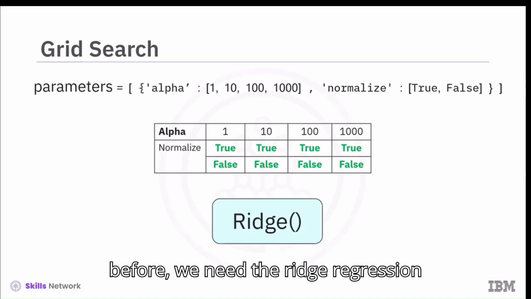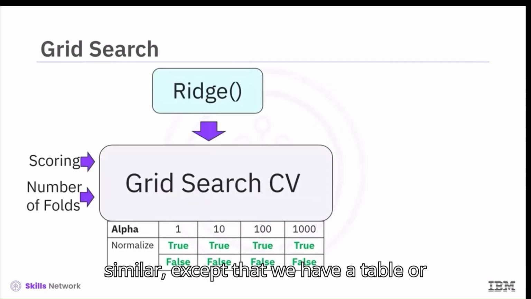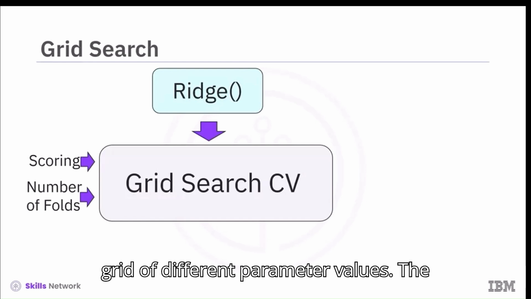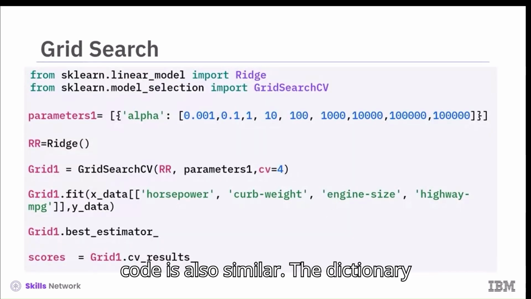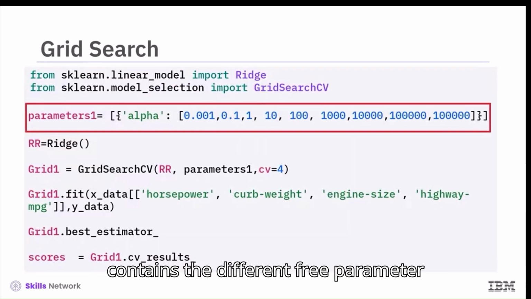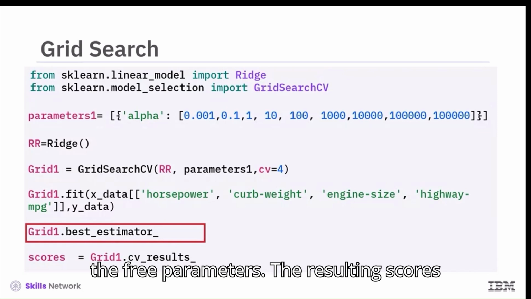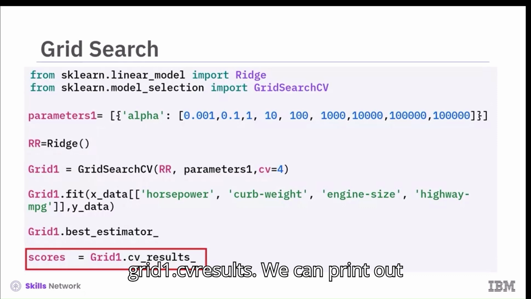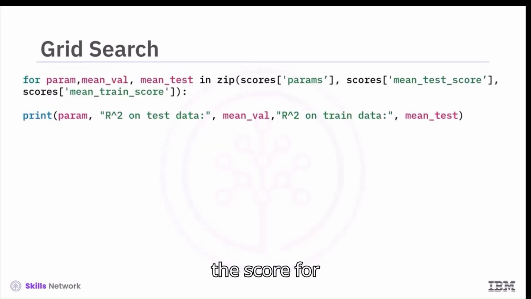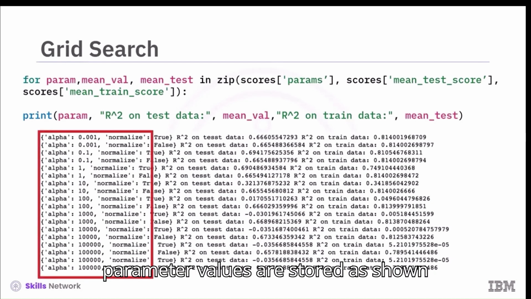As before, we need the ridge regression object or model. The procedure is similar, except that we have a table or grid of different parameter values. The output is the score for all the different combinations of parameter values. The code is also similar. The dictionary contains the different free parameter values. We can find the best value for the free parameters. The resulting scores of the different free parameters are stored in this dictionary, grid1.cv_results_. We can print out the score for the different free parameter values. The parameter values are stored as shown here. See the course labs for more examples.